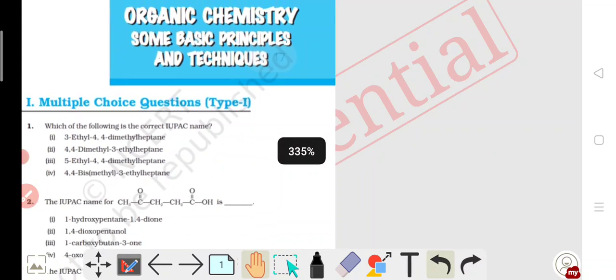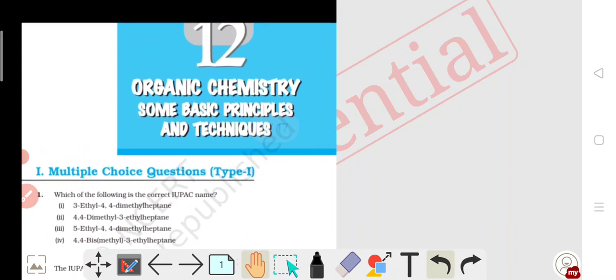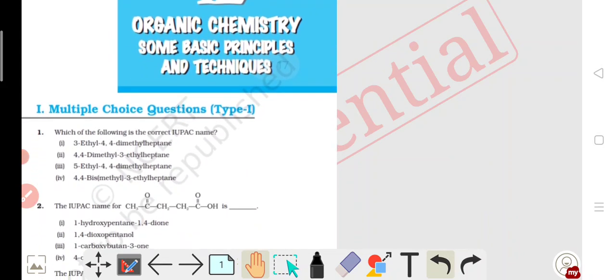Today we will discuss the exemplary problem of NCERT Unit 12. The topic name is Organic Chemistry, some basic principles and techniques. Today we will discuss the type 1 or multiple choice questions. So starts from question 1. Here the question 1 is given.